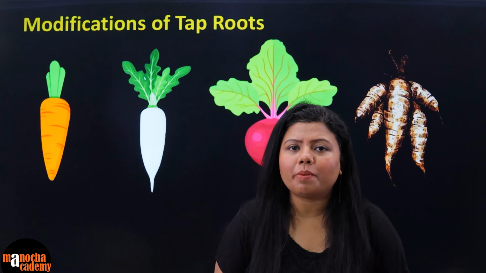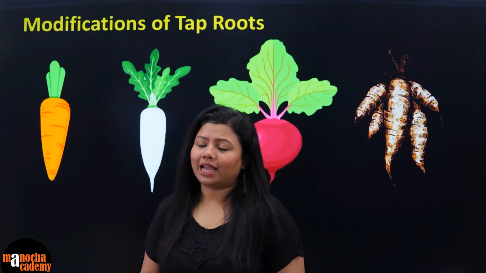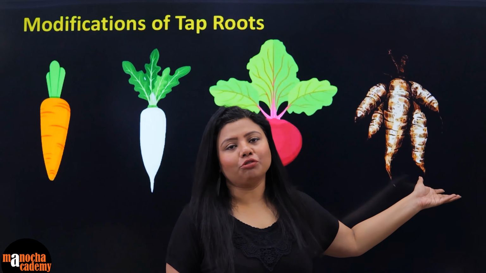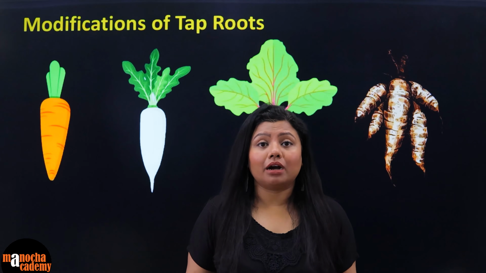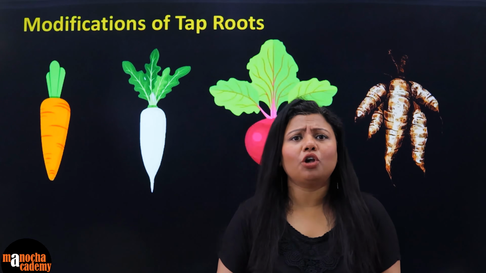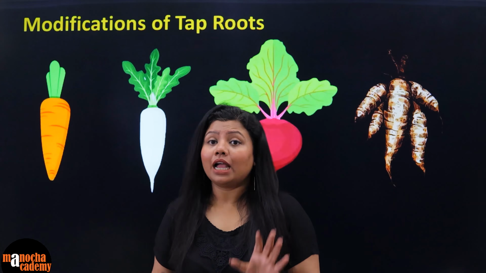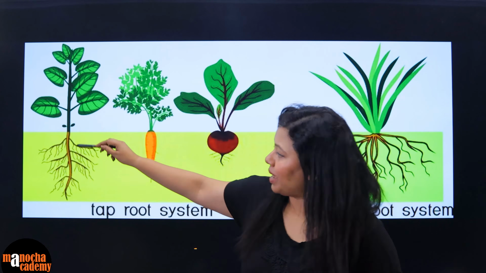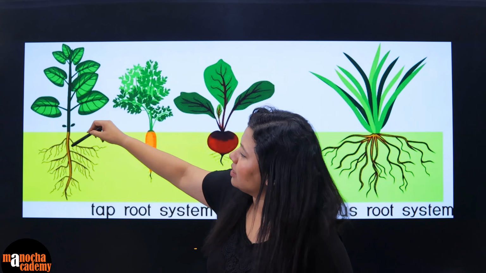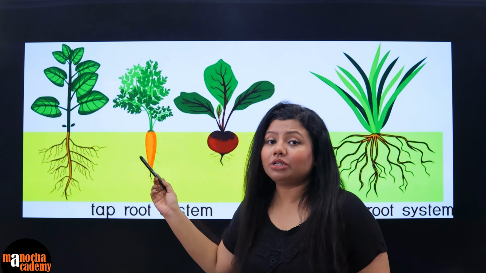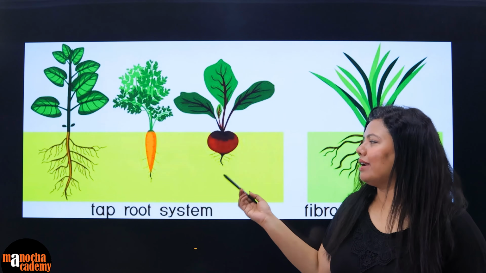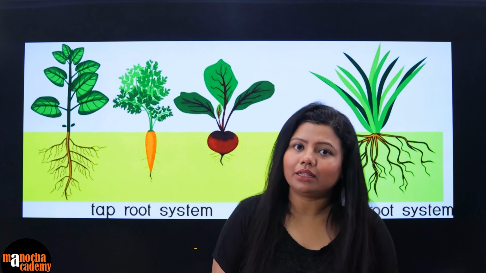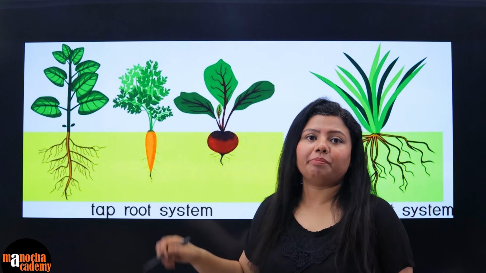Finally, we are going to talk about some modifications of taproots. As you can see, this is a carrot, this is a radish, this is a beetroot, and this is the root of tapioca. These are all actually taproots, but they do not look anything like taproots, right? How should taproots look? This is how a typical taproot looks, where you have the main taproot and then secondary and tertiary branches. But certain taproots like carrot, radish, turnip and beetroot have started storing food, as a result of which their shapes have become different.